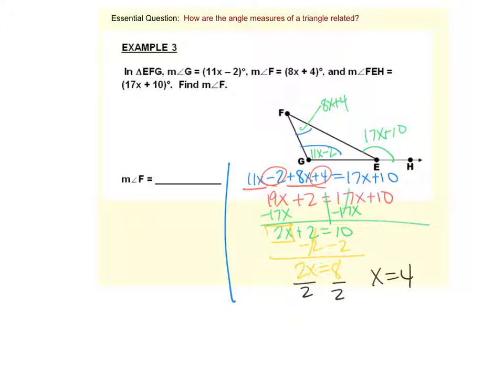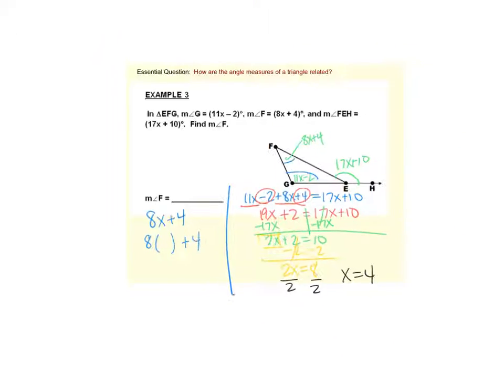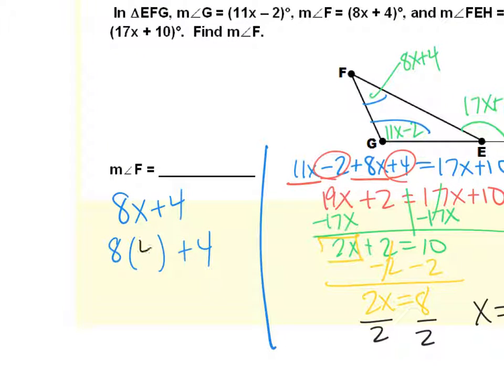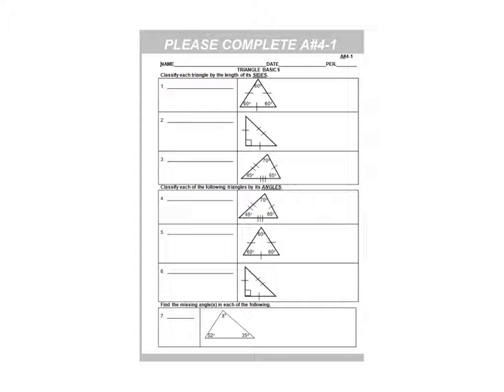I solve for x. Now I'm going to find the measure of angle F. Angle F is 8x plus 4. So I replace x with 4. 8 times 4 is 32, plus 4 is 36. Okay, so I label my picture. My picture shows that these two pieces, the two insides, are equal to the one outside, so I set that up, solve for x, and then find measure F with x.